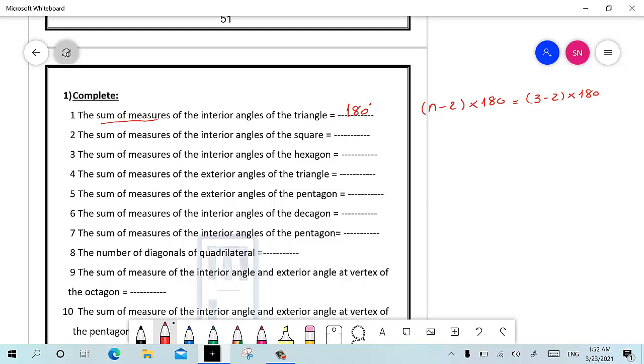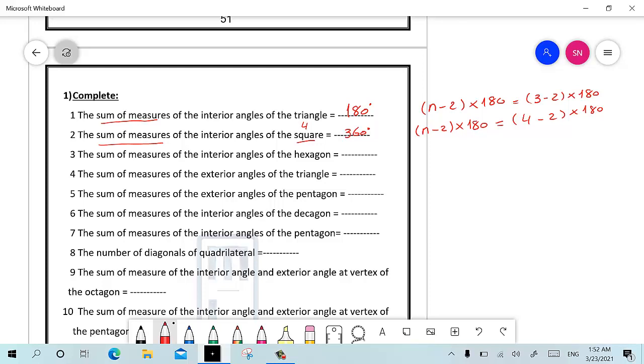Now going to number 2, I want to find again the sum of measures of the interior angles of a square. A square is a four-side polygon. So again, sum of measures, so I am using the rule n minus 2 times 180. This equals 4 minus 2 times 180, so this is equal to 360 degrees.